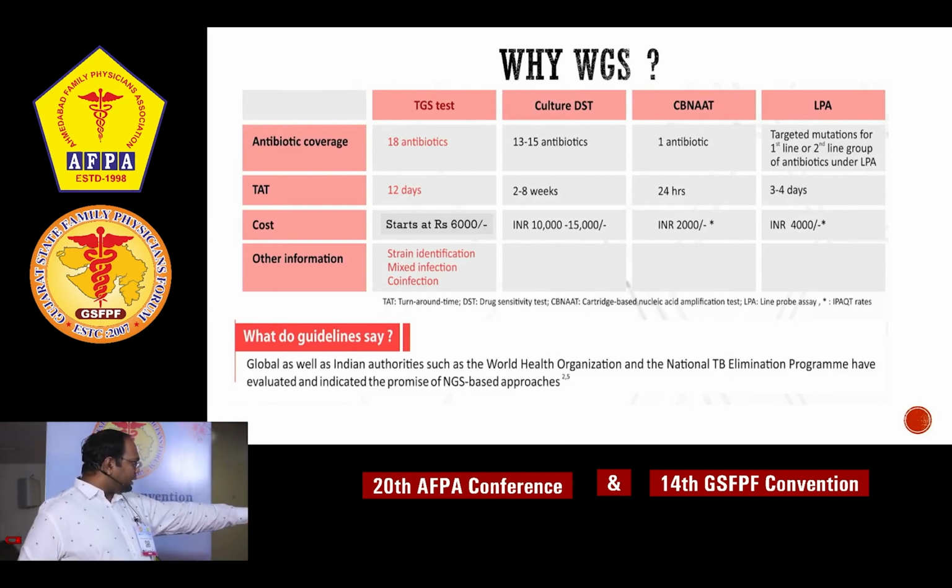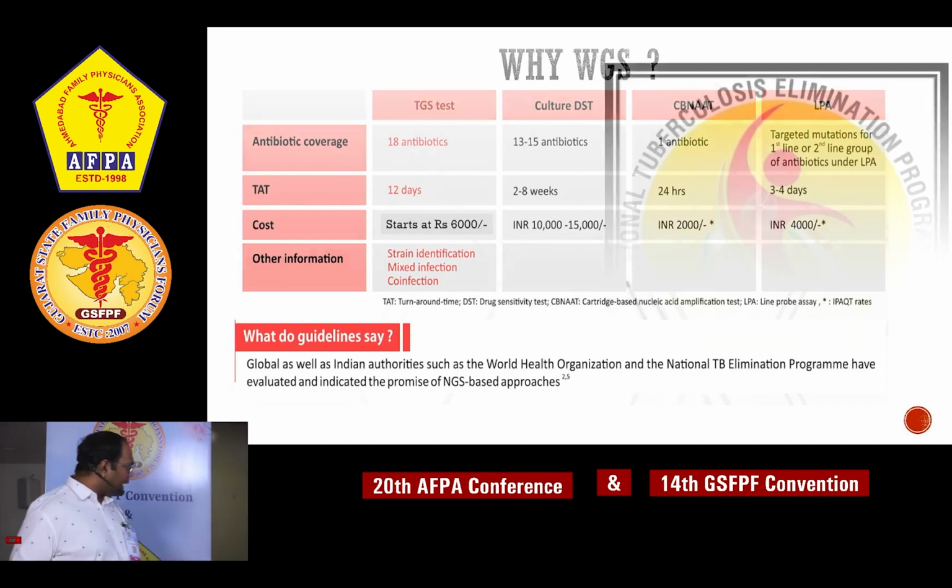It costs 6,000. Culture DST costs 10 to 15,000. CBNAAT is 2,000 and LPA is 4,000.